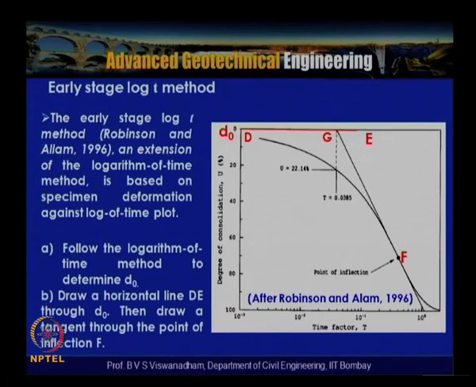We first plot the dial gauge reading versus the logarithm of time, then we plot and indicate two points A and B, such that the vertical compression difference is say x, and on the horizontal axis the points A and B are located such that TB is equal to 4 times TA. Then we can determine D naught, which corresponds to 0% primary consolidation.